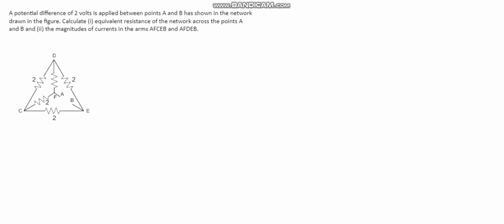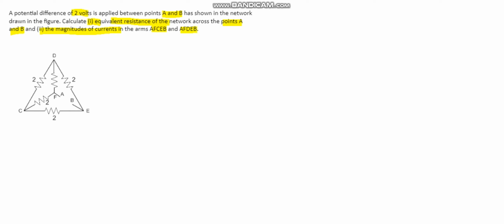Hello everyone. In this question, we have a potential difference of 2 volts applied between points A and B as shown in the network drawn in the figure. Calculate, first part, the equivalent resistance of the network between the points A and B, and the second part is the magnitude of the currents in the arms AFCEB and AFDEB.